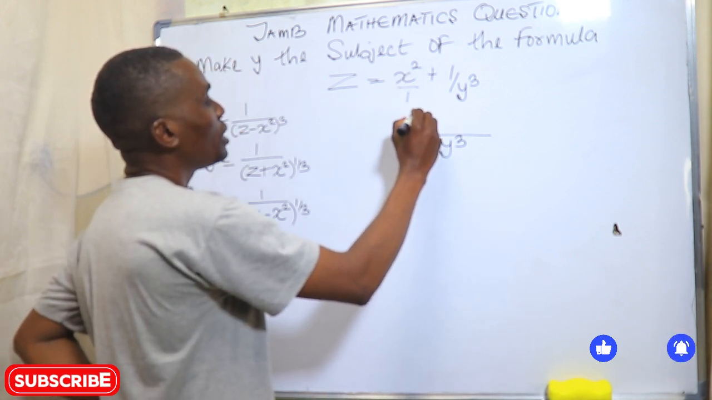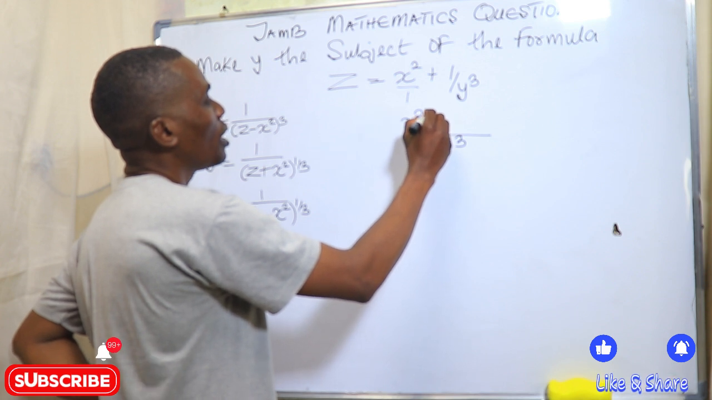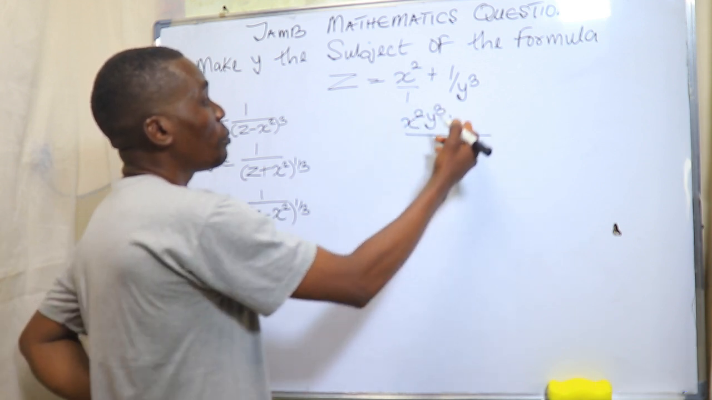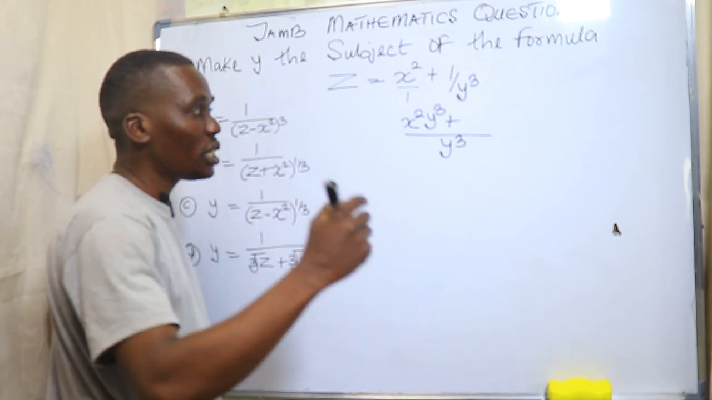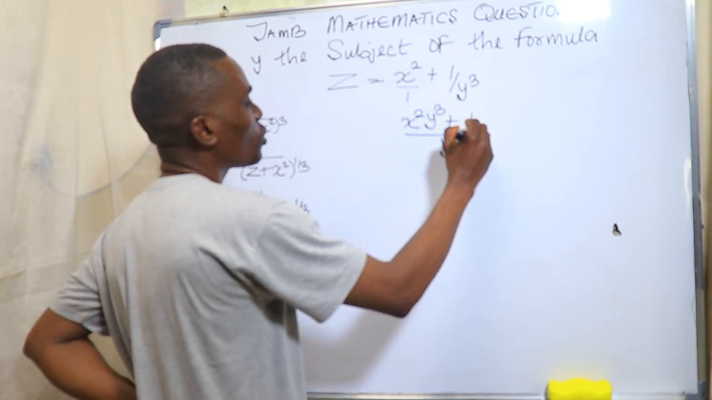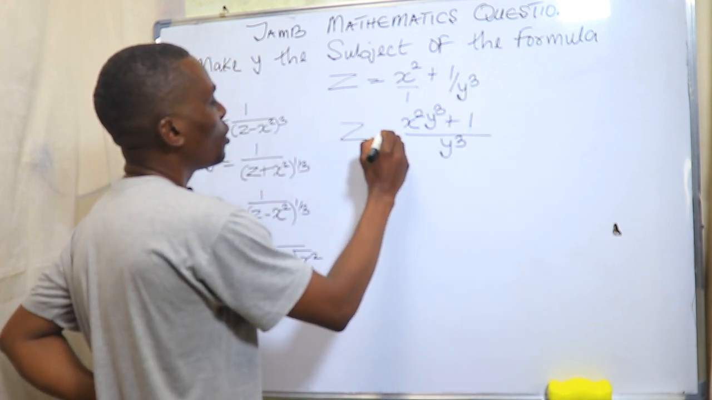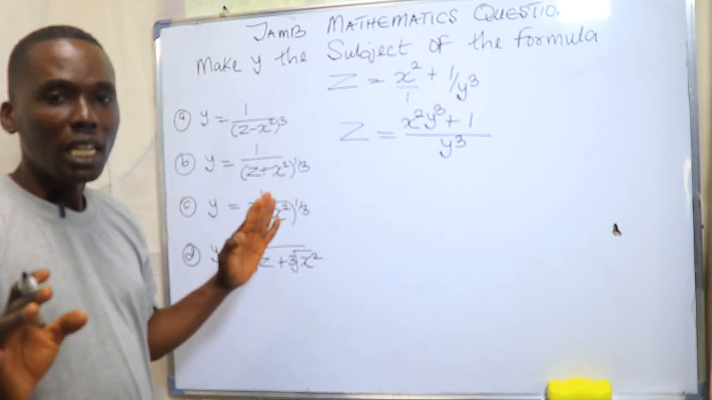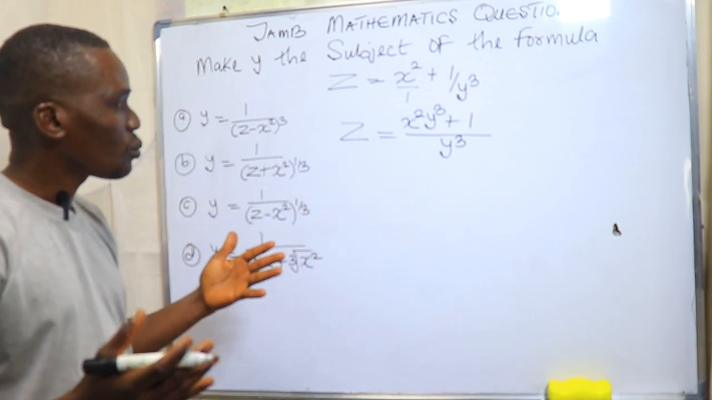So if we multiply them, this will give you x squared multiplied by y to the power of 3 plus 1, divided by y to the power of 3. Now 1 times 1 will give us 1. So our z now will be equal to this thing. So you see now, say we don't arrive to the answer small.